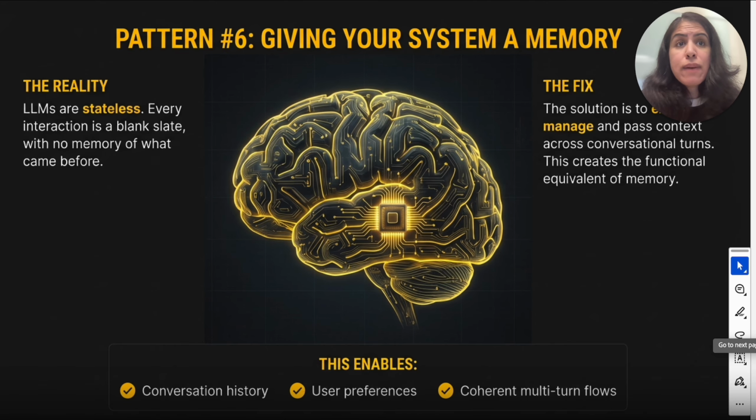The second retrieval pattern is memory. This tracks user state, maintains context across turns, and enables personalization. LLMs don't remember anything on their own. Every call is stateless unless we manage context explicitly. The memory pattern stores relevant pieces of past interactions and feeds them back when needed.